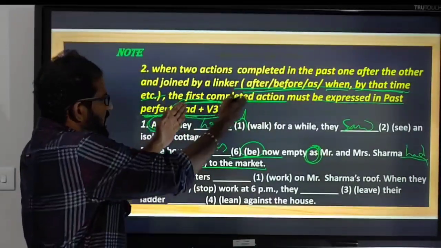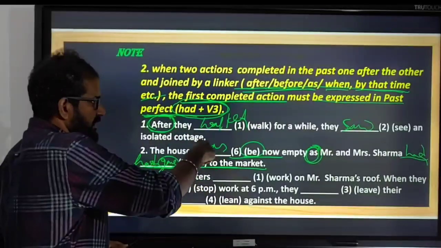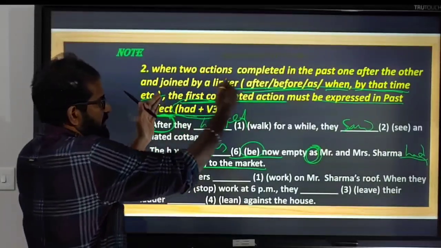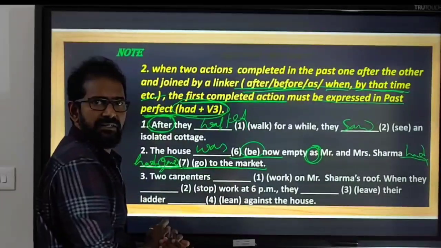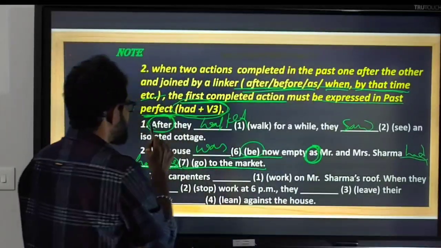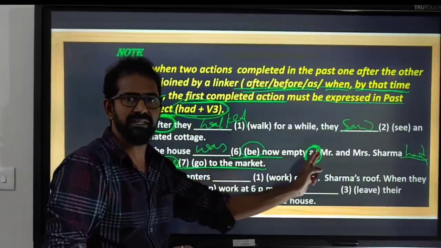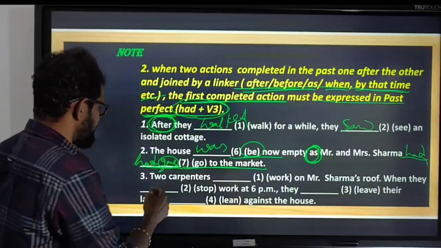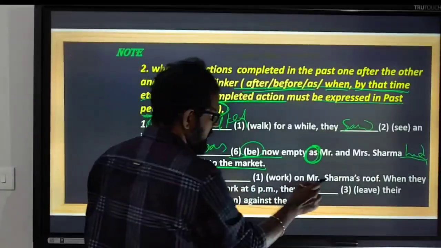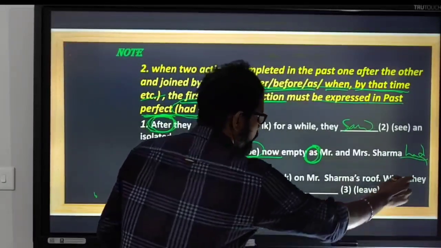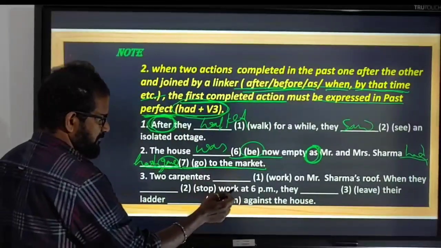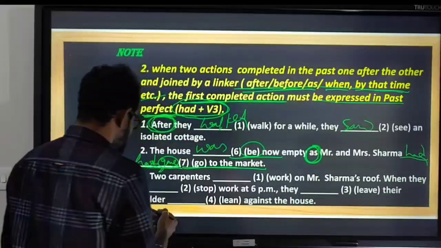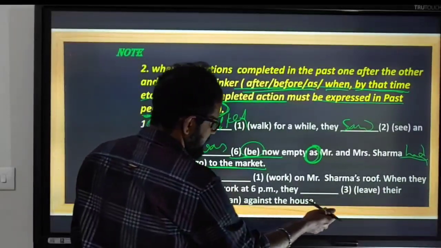And using past perfect is very rare in paragraphs. Very rare we use it in paragraphs. If at all it comes, then we need to be careful. Two actions must be there, joined by a linker, and the actions have to happen one after the other. Look at the last one. Two carpenters work on Mr. Sharma's roof. When they stop work at 6 p.m., they leave their ladder lean against the house.